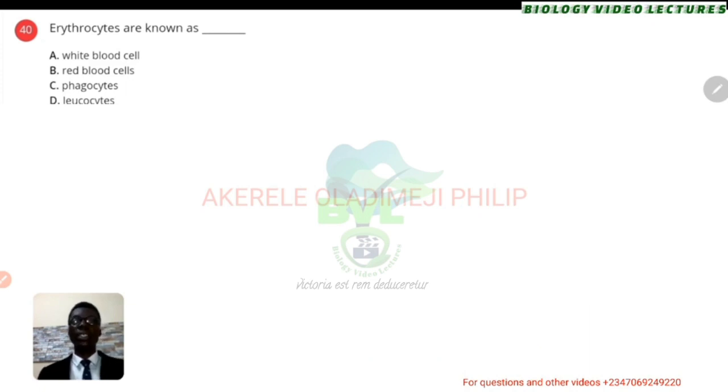Erythrocytes are known as red blood cells. I believe that's clear enough. White blood cells are called leukocytes. Phagocyte, which is option C, is a type of white blood cell. All right. And D means white blood cells already, which is leukocyte.